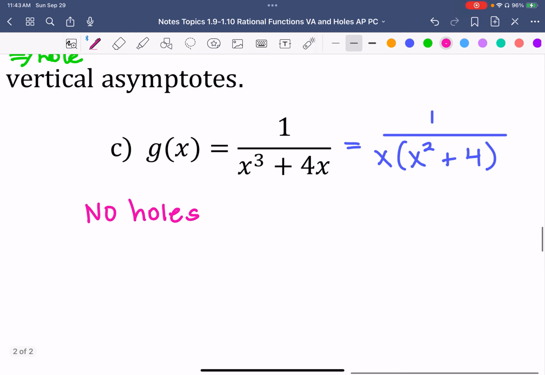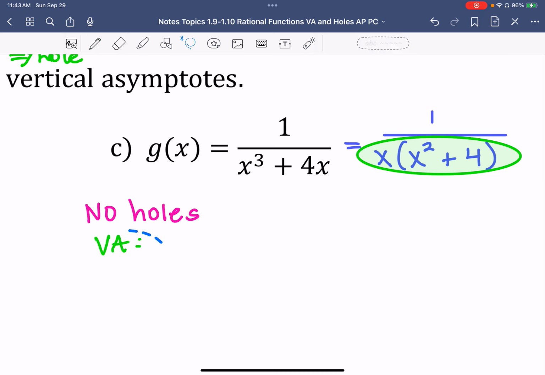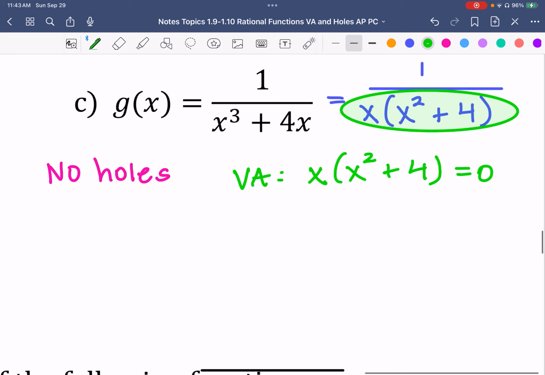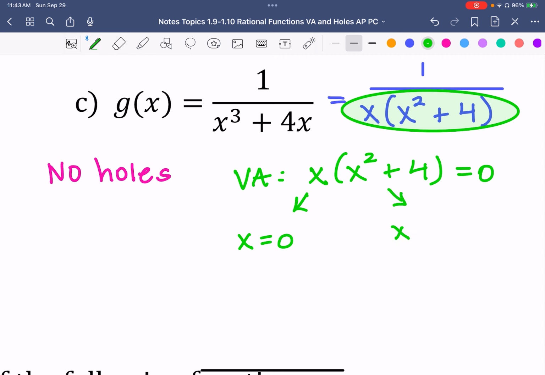Okay, now for the vertical asymptote, you set the entire denominator equal to 0. Let me put it over here instead. We're going to do x times x squared plus 4 equals 0. Now, when you have two factors like this, you do have to separate them and set each of these factors separately equal to 0. Now, x equals 0, you can't do anything else to it, so I know that for sure there is a vertical asymptote at x equals 0. Okay, let's solve the other one.